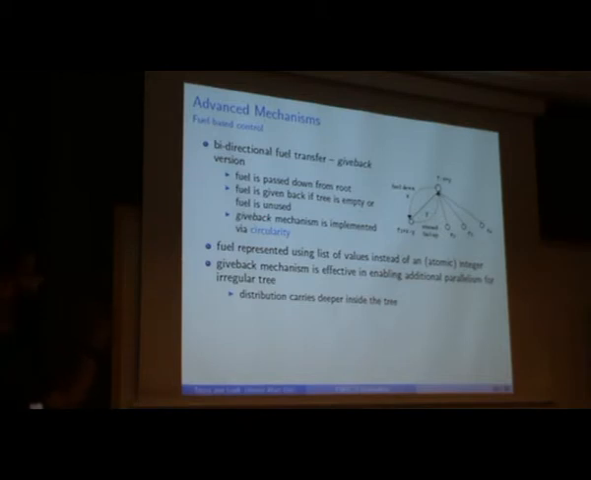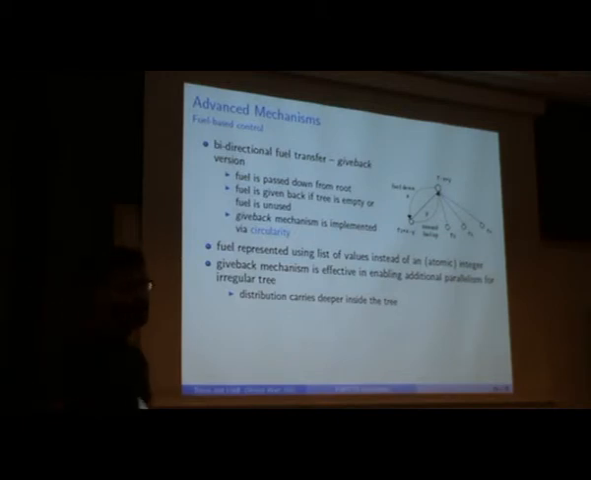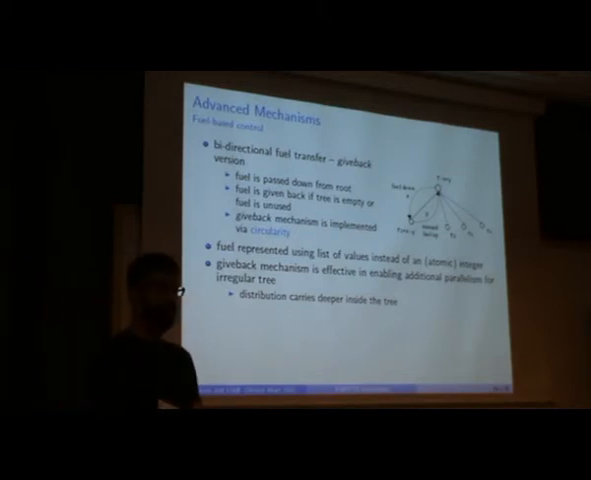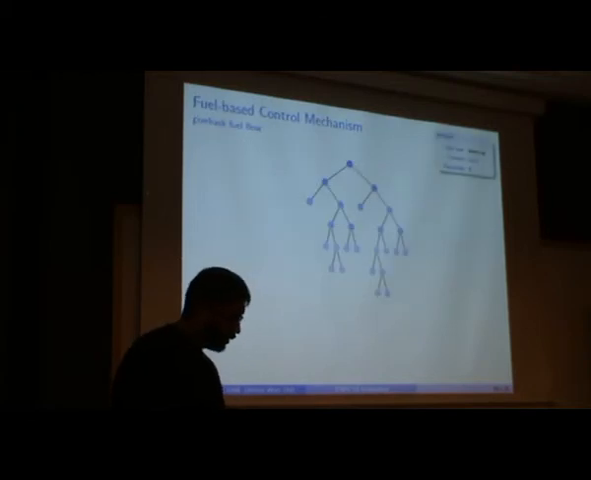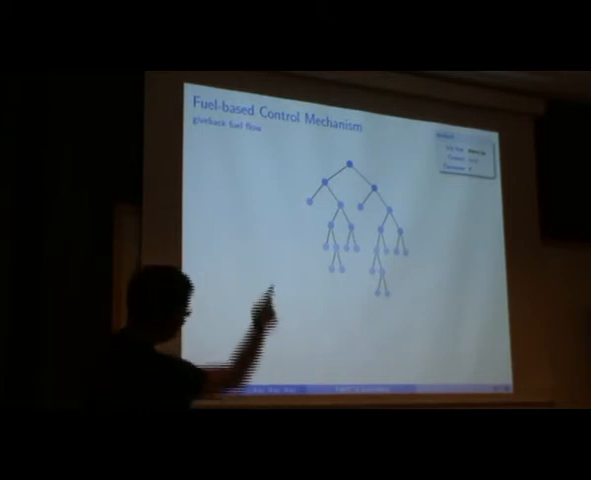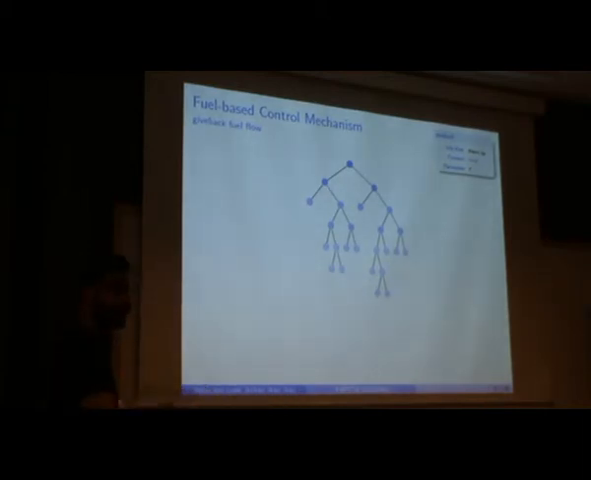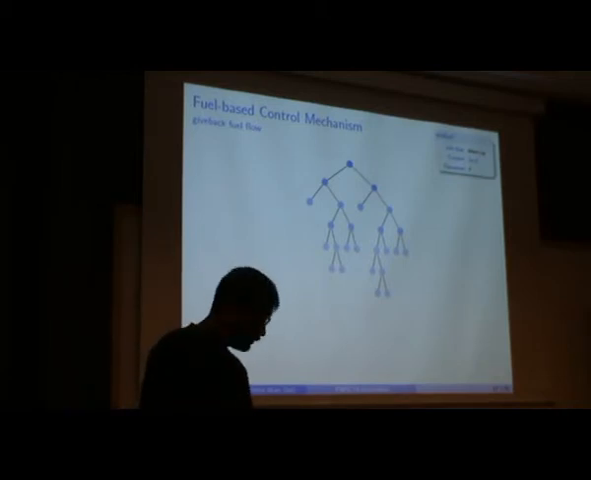This give back mechanism is implemented via circularity, and the fuel is represented using a list of values instead of an atomic integer. This mechanism is more effective in enabling additional parallelism, especially for irregular trees, since the distribution carries deeper inside the tree. If we look at how fuel flows in this version, the information flow is down and up, because fuel flows in two directions, and the context is local.